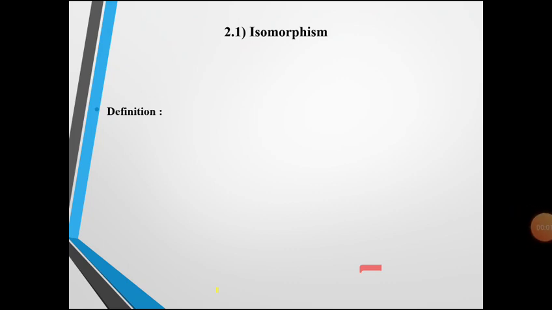Our topic is isomorphism. What is meant by isomorphism? Iso means same and morphism means structure. That is, we say that the graphs which are structurally the same are called isomorphic, but it is not a simple concept. For that, we see the definition.